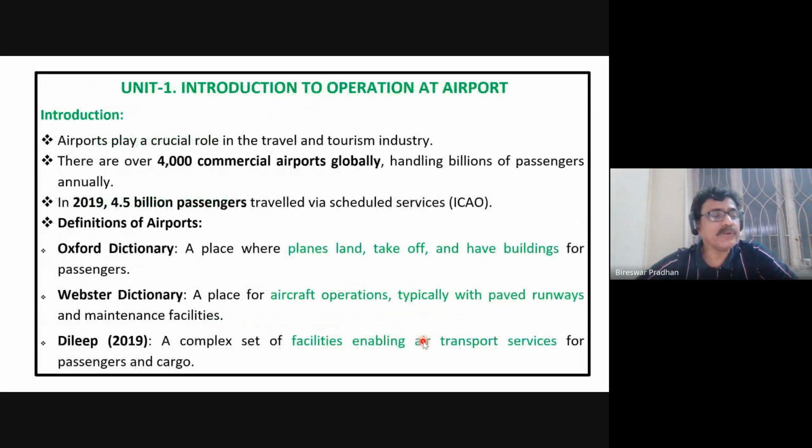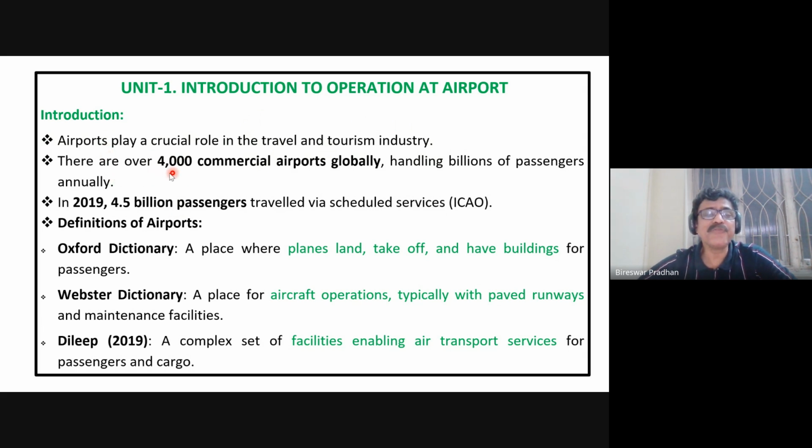Unit 1, as I said earlier, is the introduction to operations at the airport. Before starting, what is an airport actually, and what is its background? We'll discuss this one by one. Airports play a crucial role in the travel and tourism industry. Here we see the travel and tourism industry depends on airports, because an airport is a place where aeroplanes and other air vehicles come and go.